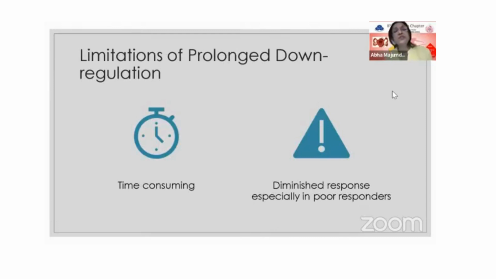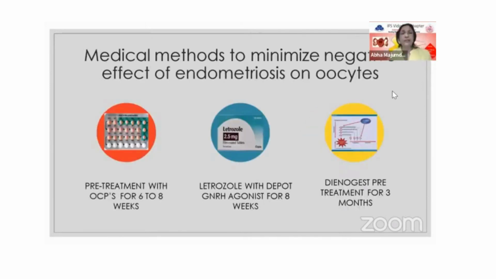What are the limitations of prolonged downregulation? We used to think that let us give downregulation for 2 months. No, it's not enough. 3 months. No, it's not enough. 3 to 6 months is what's recommended. So what was the limitation? One is it's time consuming. I mean, 3 months just go, the patient has come to you, wants a pregnancy right now. And there could be diminished response, especially in poor responders where we've done a long-term suppression.